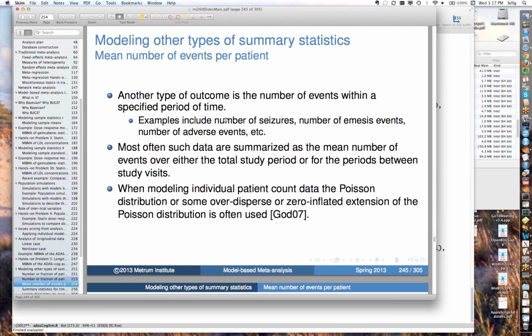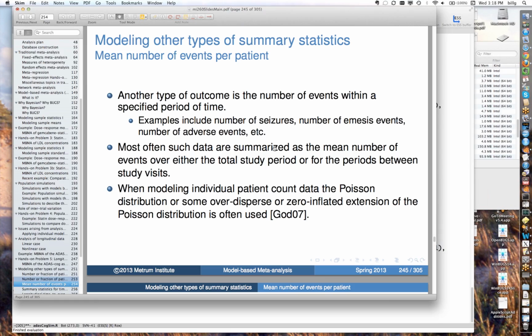So this could crop up in a number of contexts. I mentioned a few here that I've seen, things like number of seizures, number of emesis events, number of adverse events. Now here I don't mean number of adverse events in the sense of number of patients with adverse events, but where they actually count up more than one event per patient. They may be counting more than one event per patient and maybe take an average. So there are measures like that that might appear in the form of a count of the number of events.